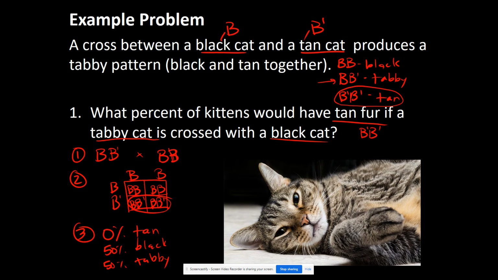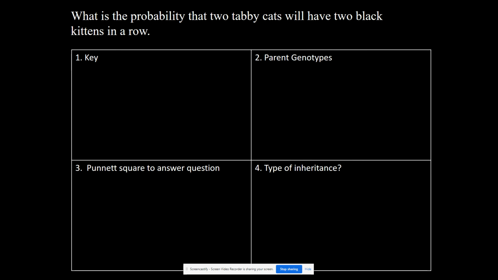Okay, so basically we're doing the same thing that we did before. It's just slightly different rules. Okay, all right, let's go to the next question. All right, what is the probability that 2 tabby cats will have 2 black kittens in a row? Okay, so now we're going to have to use some probability and multiplication at the end, but otherwise we're going to set this up the same. Okay, same thing. We have our key. This is black. This is tan.